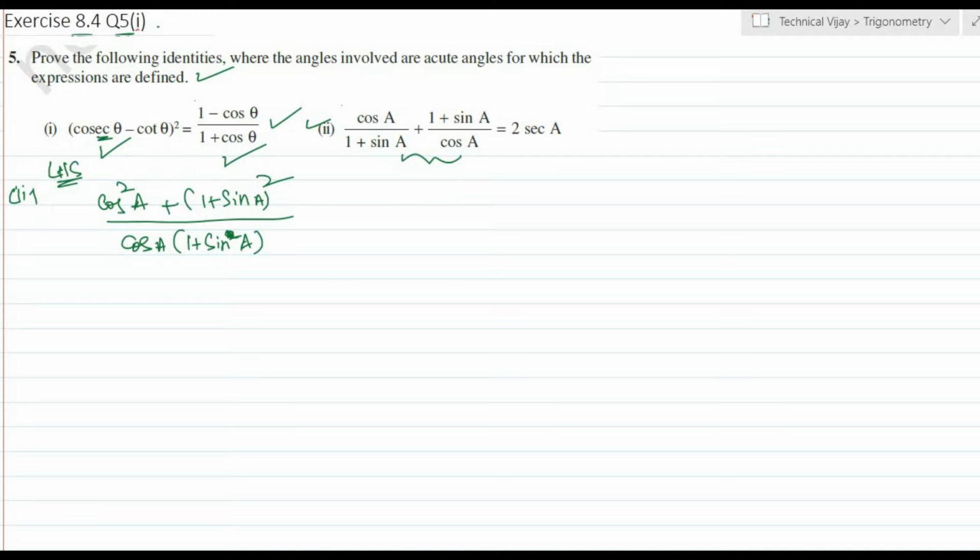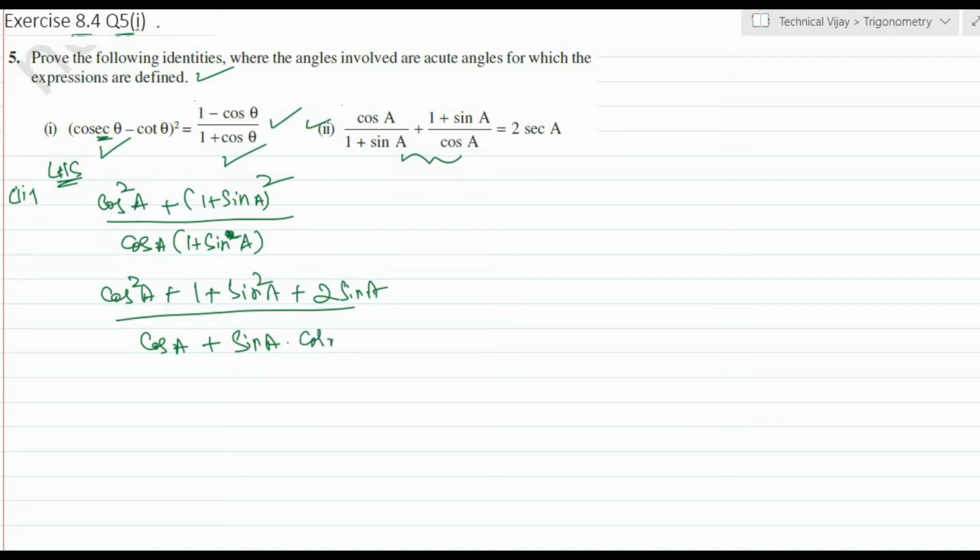Now cos square A plus, here you see, A plus B whole square is A square plus B square plus 2AB, that is 2 into 1 into sin A. Divided by cos A into 1 plus sin A. Here we will write cos square A plus sin square A equal to 1, so 1 plus 1 equal to 2, then 2 plus 2 into sin A. Let the denominator be cos A into 1 plus sin A only.